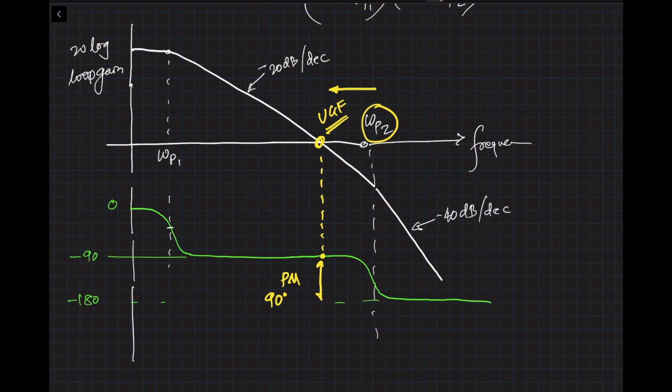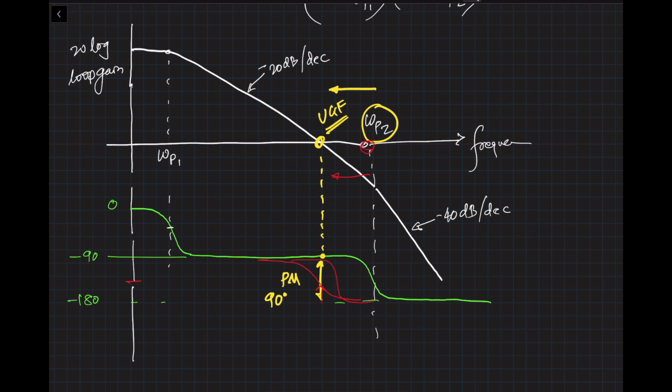Then something like this will start happening. And now clearly you can see the phase margin will start dropping as the pole location, which is omega P2, starts moving close to unity gain frequency. So when omega P2 is right on top of the unity gain frequency location, then it will be 45 degrees of phase margin, because you will have another 45 degrees of phase shift due to omega P2, and you will have only 45 degrees of phase margin.